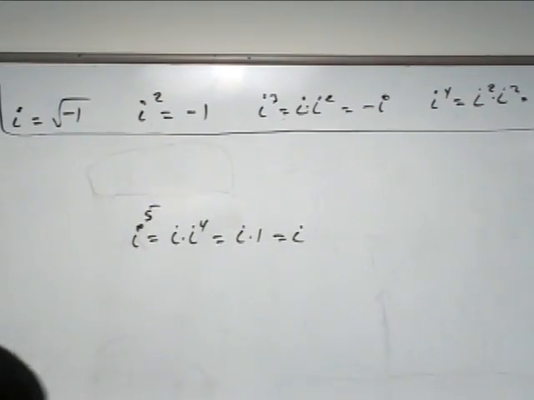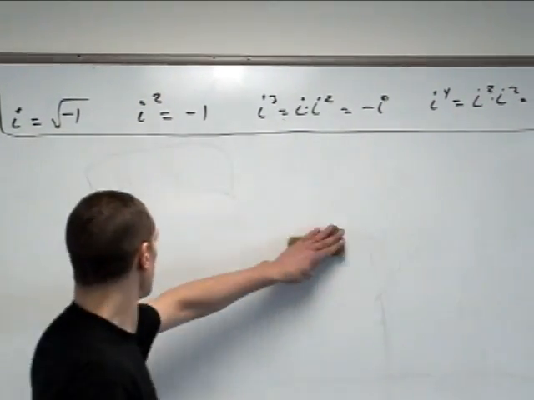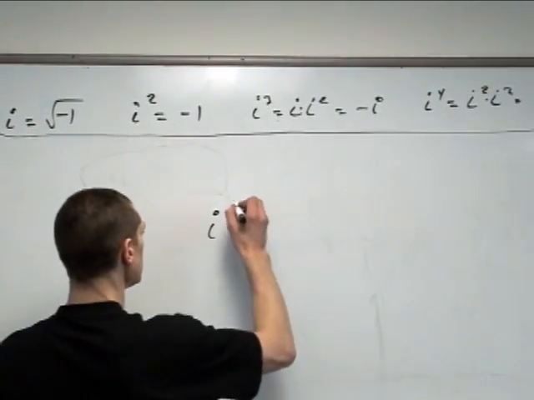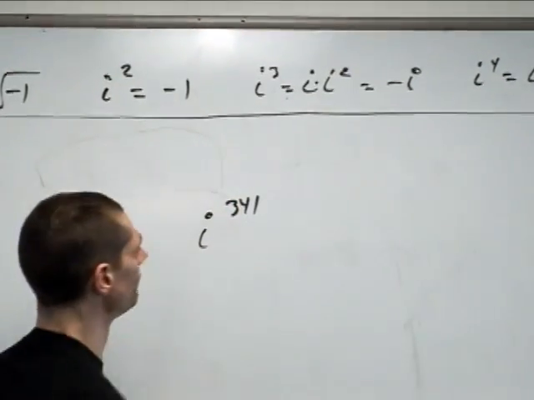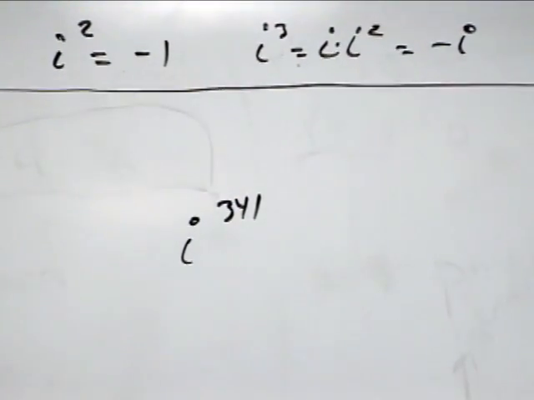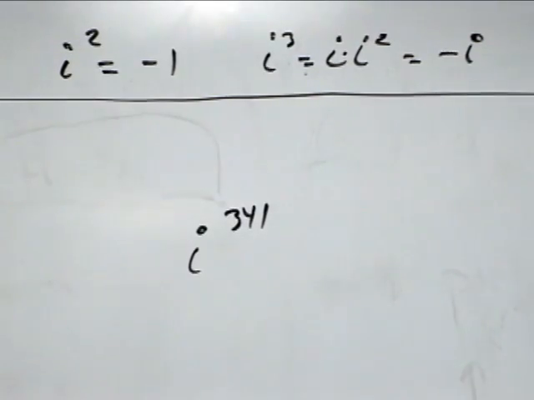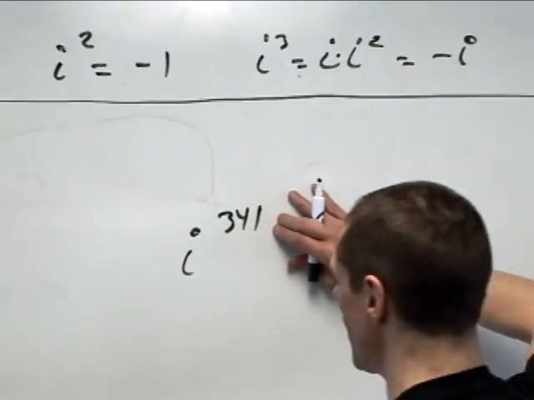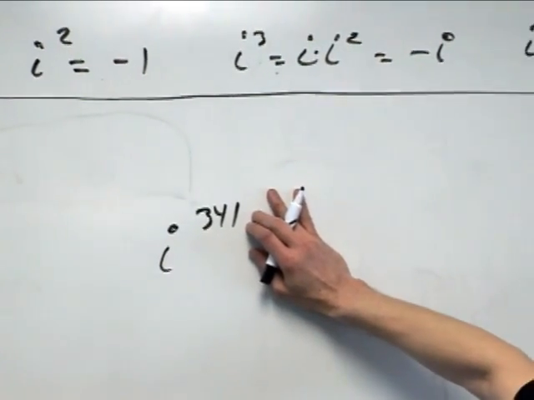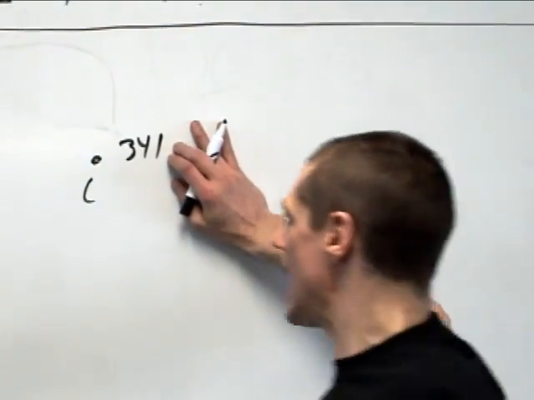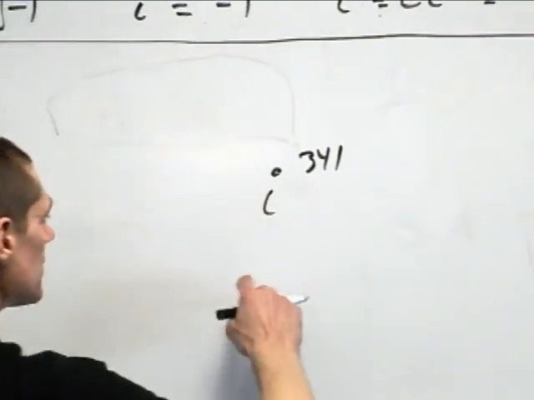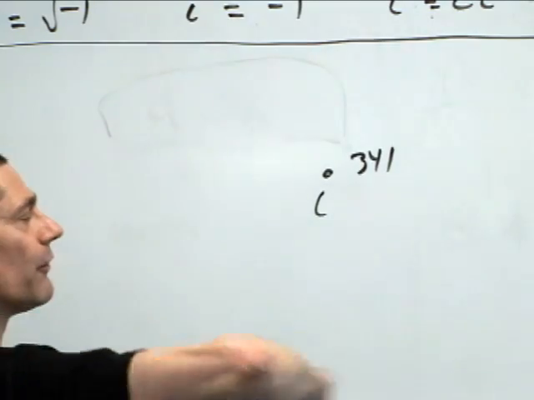In general, if you want to figure out what is i to the 341st? Here's a great thing. Calculators usually end up screwing this up if the number is big enough, believe it or not, because they make approximations. I to the anything, do this. It goes around in a circle every 4 times.